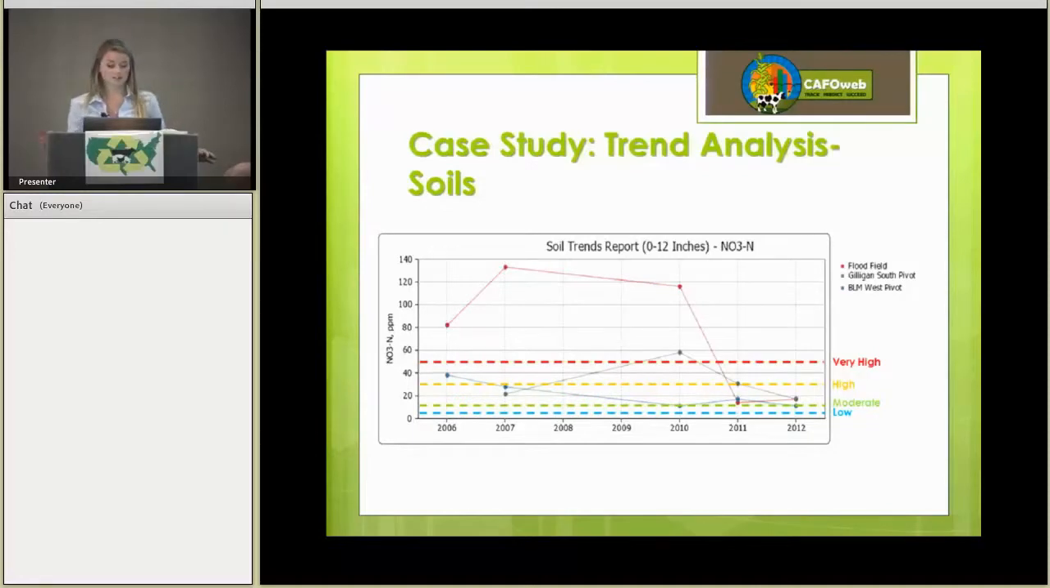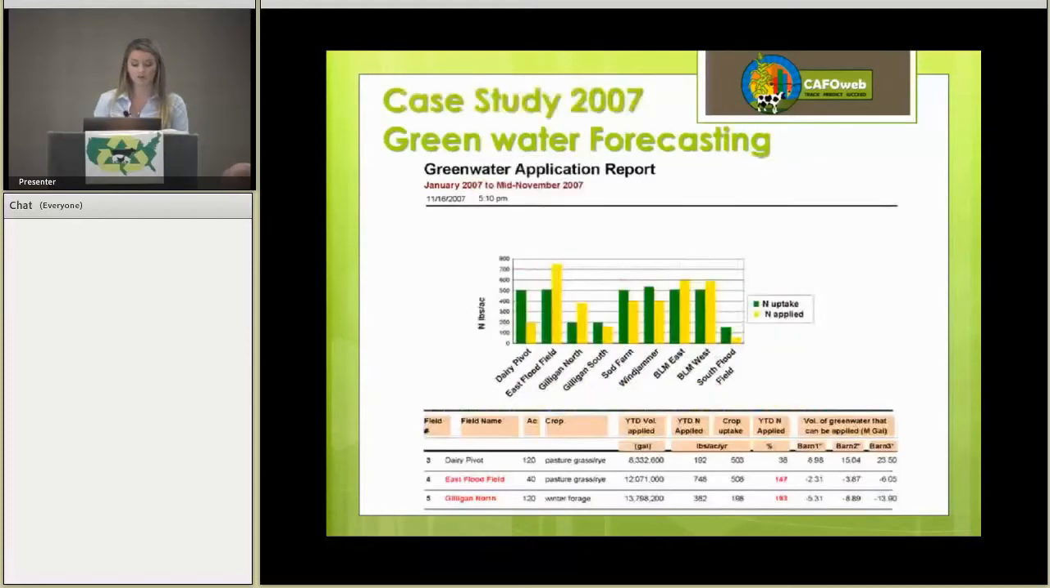So as you can see in 2010 on that flood field, the top one, he was almost at 120 parts per million. And by better managing his nutrients, he was able to bring that number down to closer to 10 parts per million in 2011. By proactively managing his nutrients, the dairyman was able to avoid over-applying and improve his soil health.